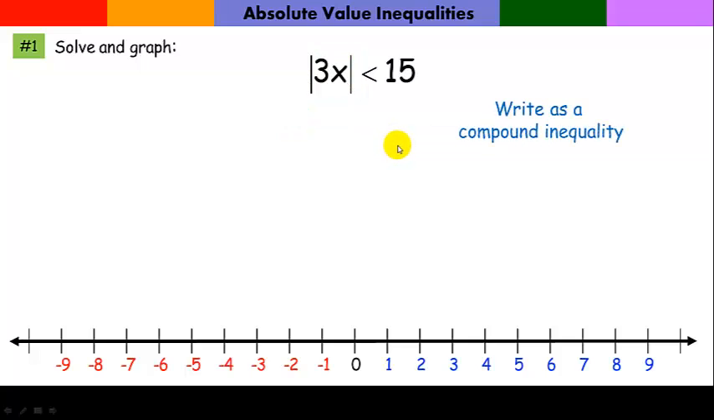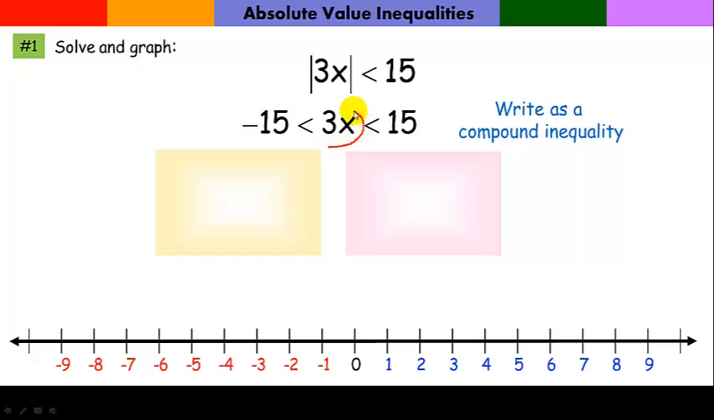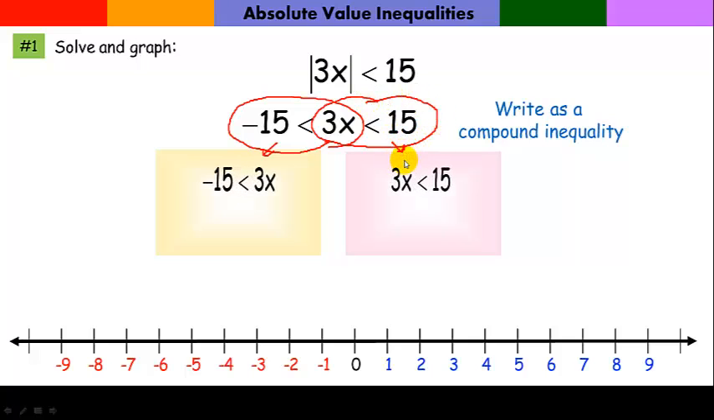So in writing this as a compound inequality, I'm just going to take my expression. I'm going to take it has to be less than 15, but it also has to be greater than negative 15. And now I want to find out what x's will satisfy this compound inequality. And like we've done in the past with the compound inequalities, we just take them one at a time as two separate inequalities. Here we divide by 3.